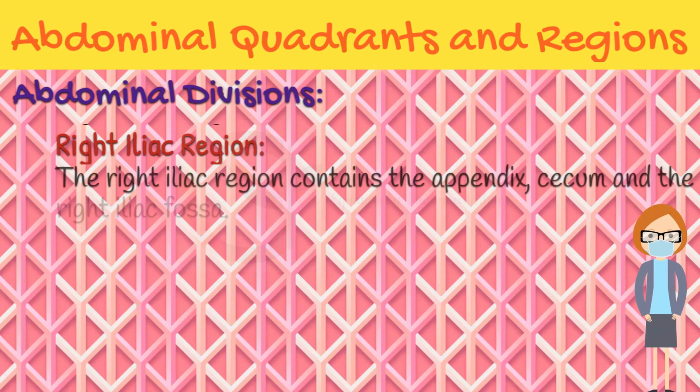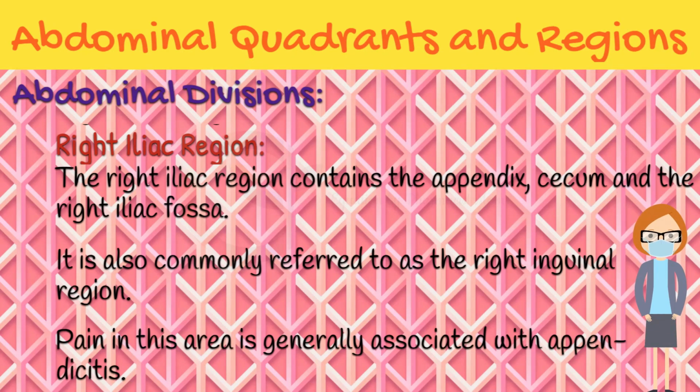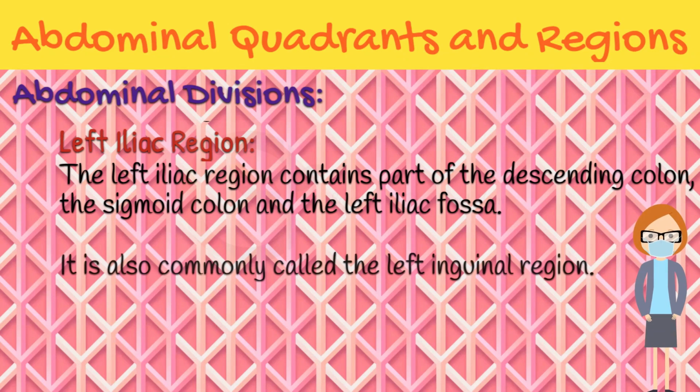The right iliac region contains the appendix, cecum, and the right iliac fossa. It is also commonly referred to as the right inguinal region. Pain in this area is generally associated with appendicitis. The left iliac region contains part of the descending colon, the sigmoid colon, and the left iliac fossa. It is also commonly called the left inguinal region.